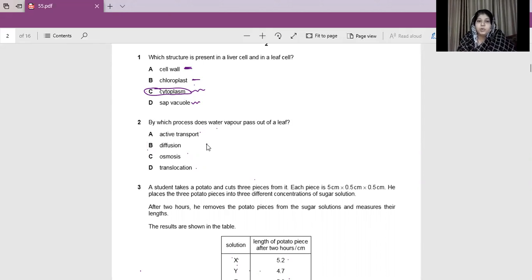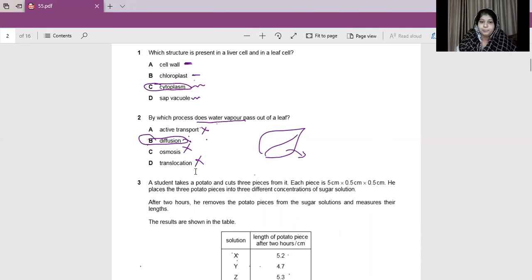By which process does water vapor pass out of a leaf? Sometimes when the word water is there, students directly switch to osmosis. But remember, osmosis needs a semi-permeable membrane. From the leaf, water molecules always diffuse out through the stomata. Active transport needs energy. Diffusion means from higher concentration to lower concentration, whereas osmosis needs a semi-permeable membrane. Translocation means transport of sucrose. So the correct answer is B, diffusion.